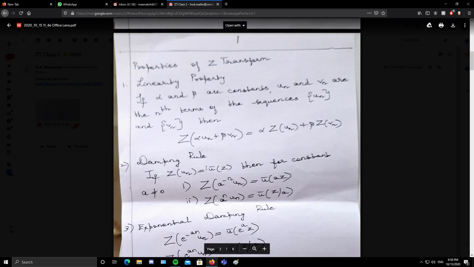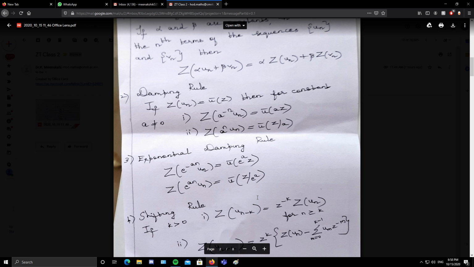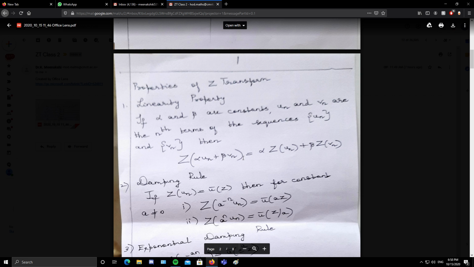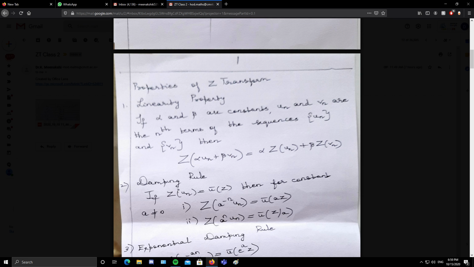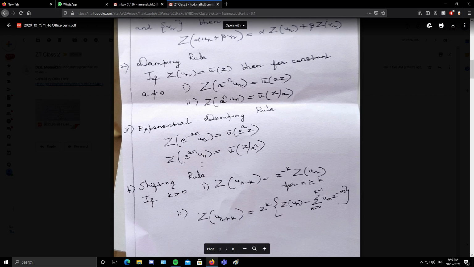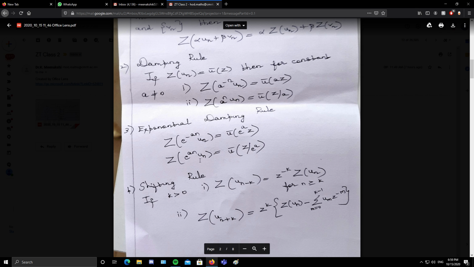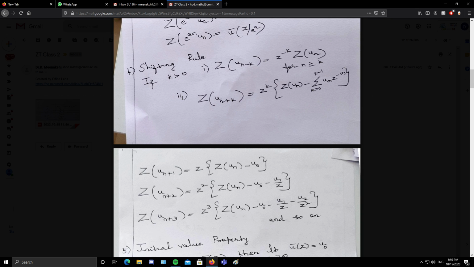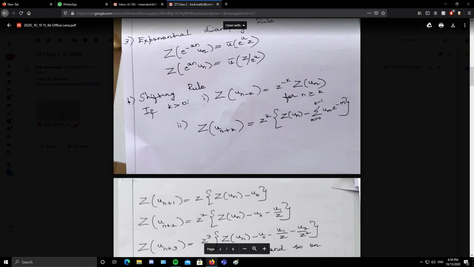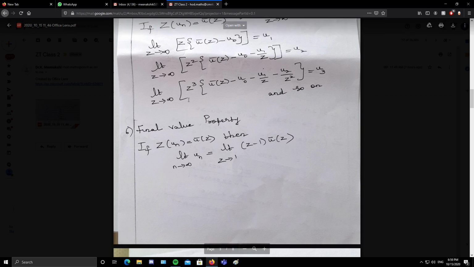So I will take up the problems from every property. The first property is very simple. By default you will be having it in all the problems. So I will take up problems from the other properties. You should remember the statement of all the properties and all the standard functions. So I will explain one by one.